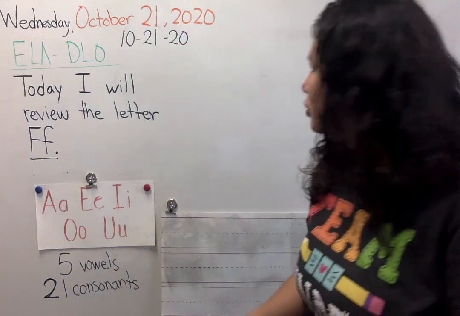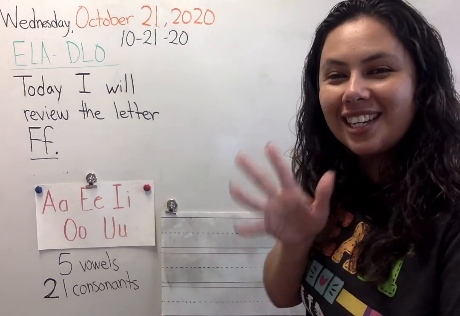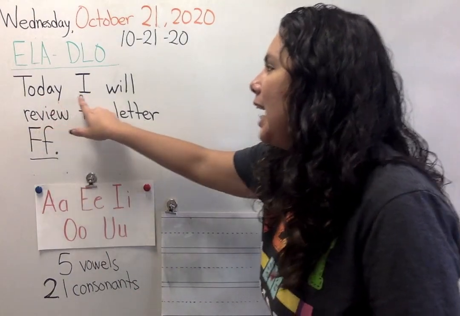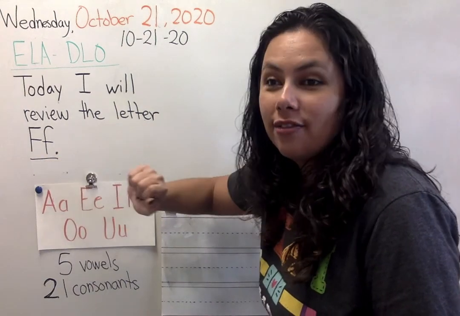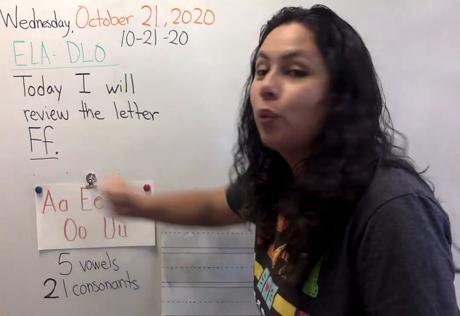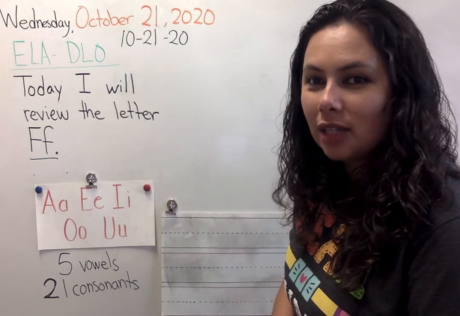Good morning. Let's go over our ELA, our daily learning objective. I'm Miss Mosley again. Today I will review the letter F. Remember, capital F and lowercase f. You guys learned about it yesterday. Let's read that daily learning objective together.